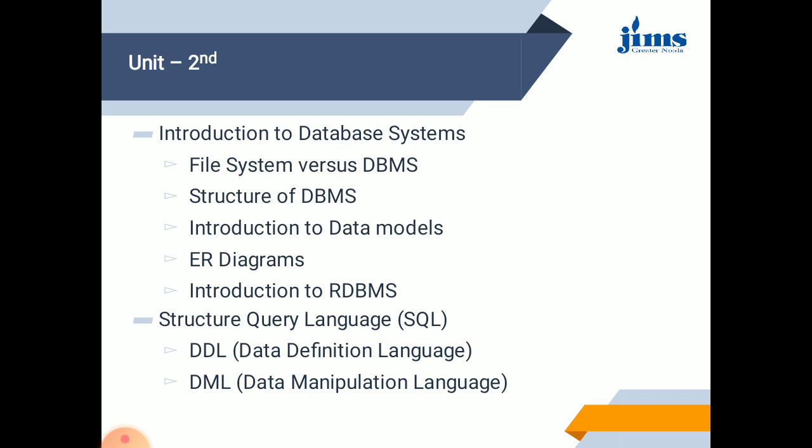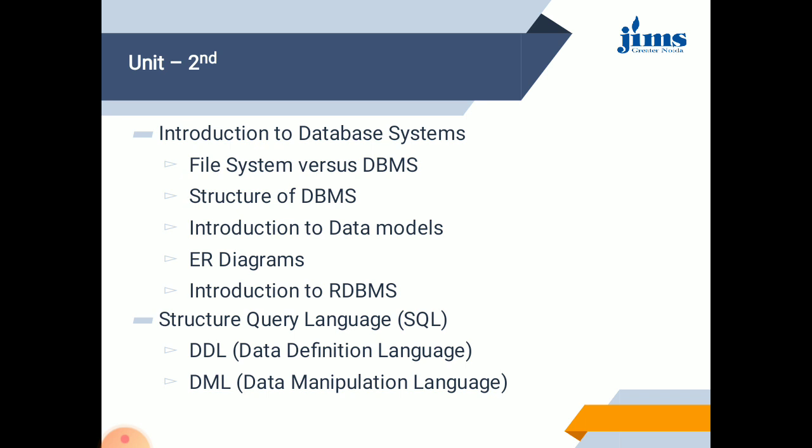So in the second unit we will discuss what a database management system is, what the properties of DBMS are, what the structure of DBMS is, and what the advantages of using DBMS instead of a file system are. The file system is what we used in the 90s, where we maintained registers for all the stuff. So what are the advantages of using DBMS instead of a file system? Structure of DBMS, and next is the introduction to data models: what types of data models do we use in a database management system? ER diagram. ER diagram is the entity relationship diagram. Why are we using ER diagrams? We will study all these things.